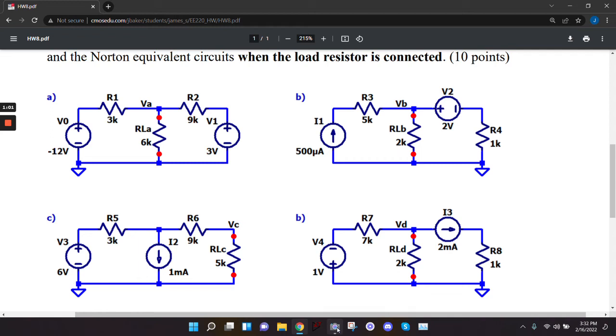Alright, so we've got the load is this 2K, and we want to find our Thevenin and Norton equivalents.